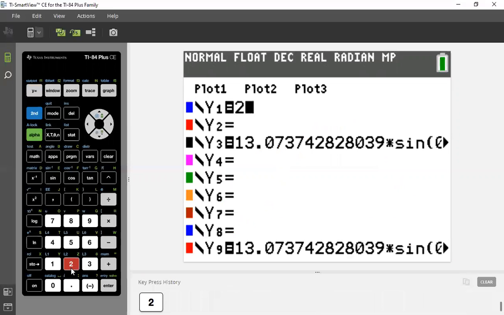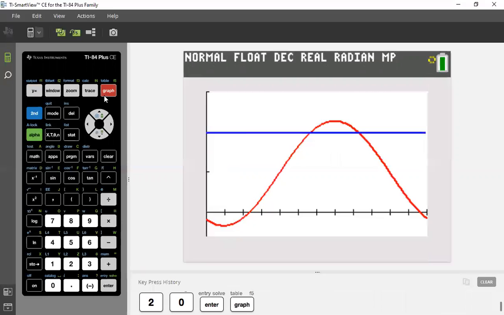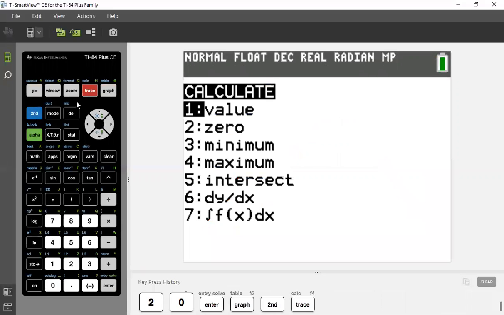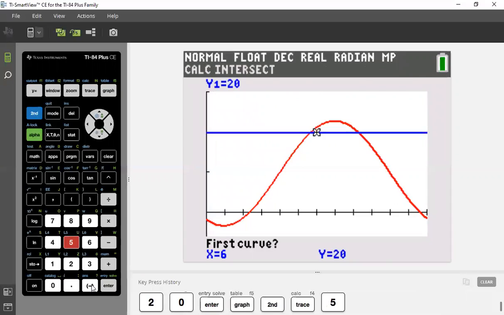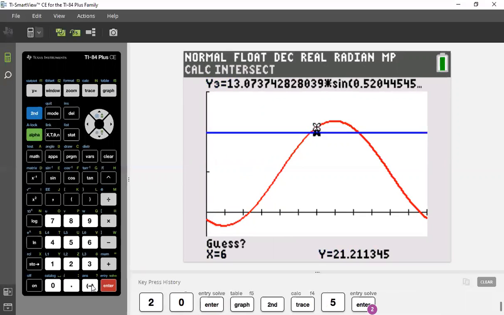Well, what I would do is let y equal 20 and hit graph. And when was it 20 for the first time? Well, that's where those two lines intersect. Second calc, intersect, and first curve, second curve, yes. There it is. Okay, so these are the same types of questions you did in polynomials, just now with a sine wave.